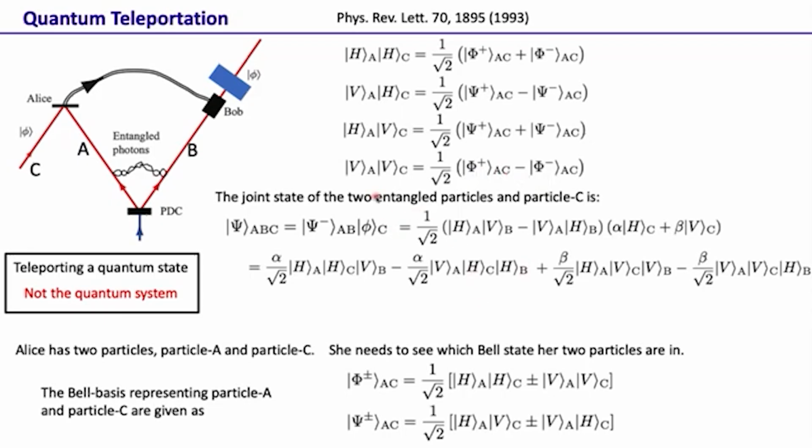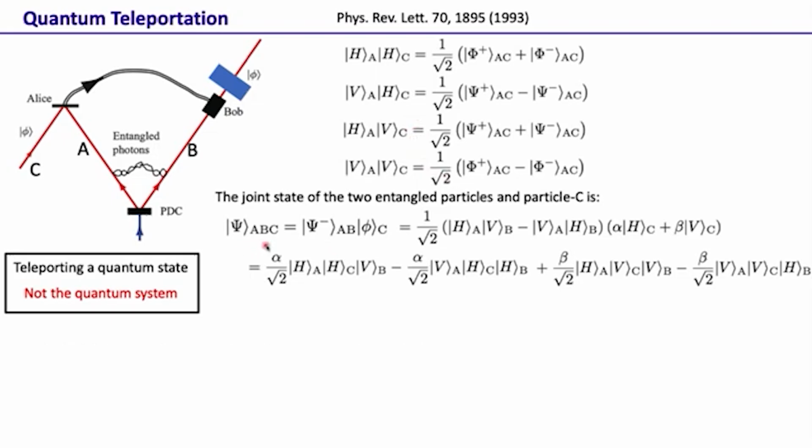Okay, so these are the polarization Bell states corresponding to particle A and C, and so the basis vectors in the polarization basis of particles A and C, HH, VH, HV, VV, can be written in terms of polarization Bell states like this. So now that we have this, we can rewrite the joint state of three particles in this manner, and this will help us with the teleportation.